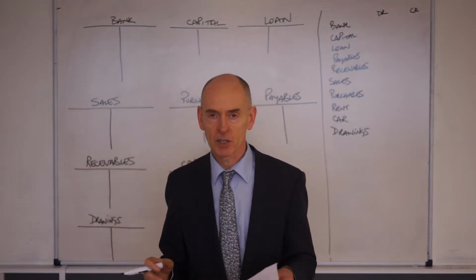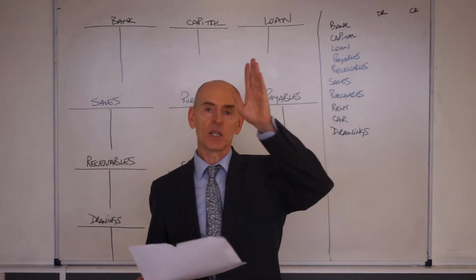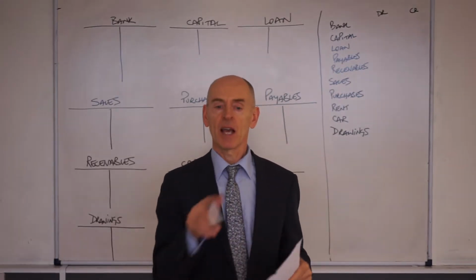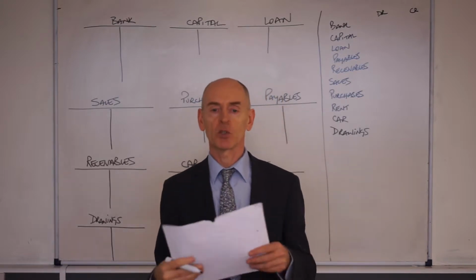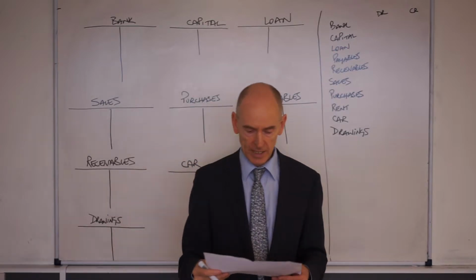a trial balance. Now, a trial balance will be at the end of the bookkeeping exercise. We're going to list all of our debit balances and all of the credit balances, and hopefully the total of the debits will equal the total of the credits, because all debits should equal all credits. Alright, so let's start then.